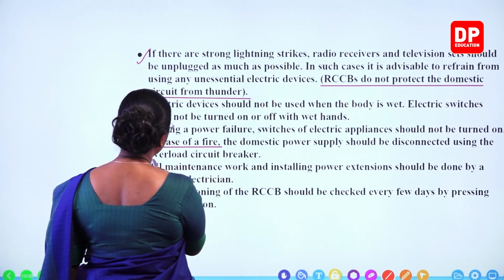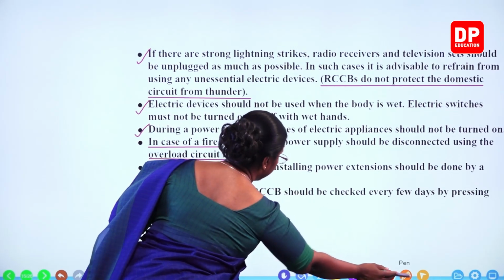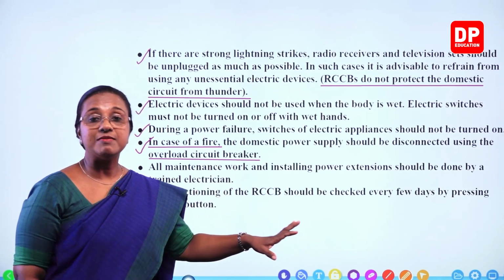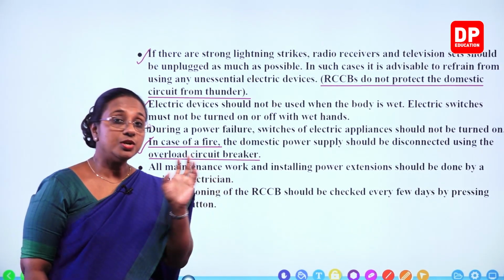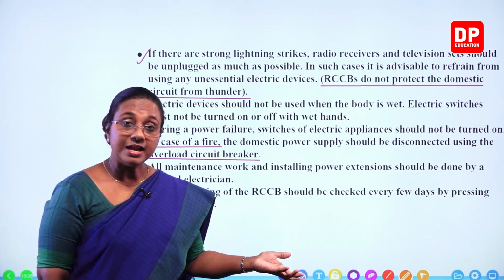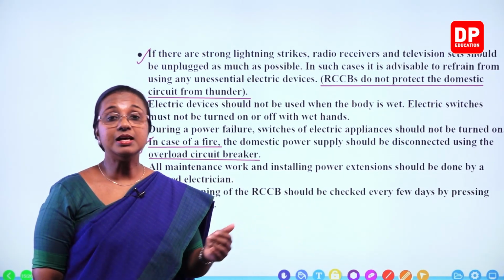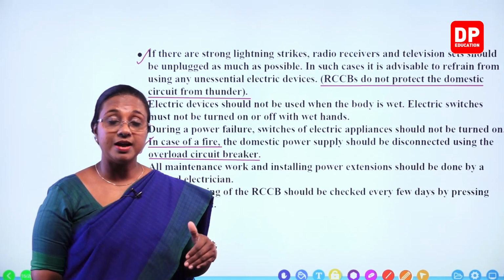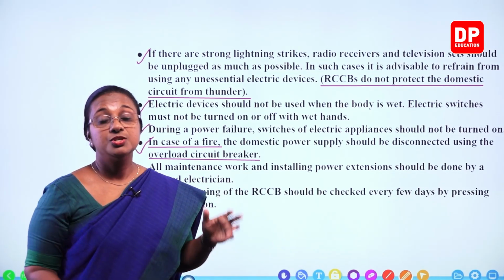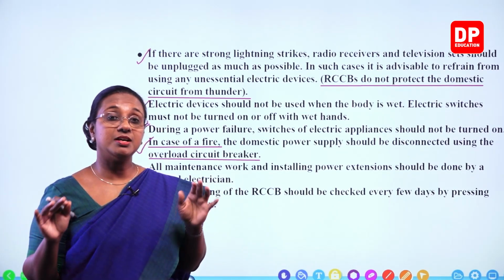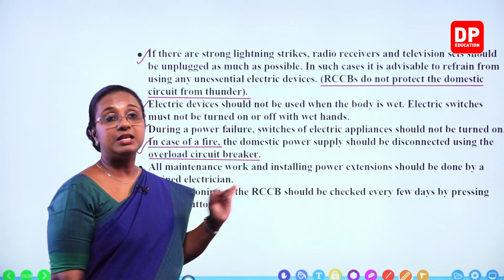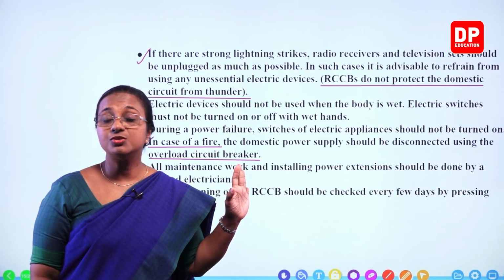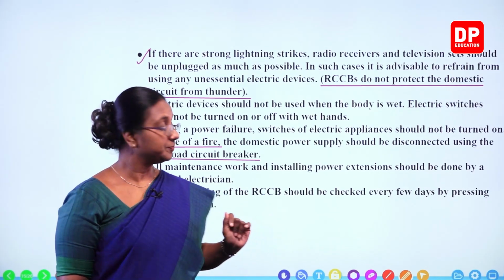In case of a fire, you use the overload circuit breaker to disconnect the power supply so that the power supply is completely cut off. Because the normal fire can lead to a fire in the electricity circuit that can cause more damage. And that type of fire is difficult to control also. So because of that, in case of a fire, you make sure that you immediately turn off the overload circuit breaker so that the power supply to the household is completely cut off.